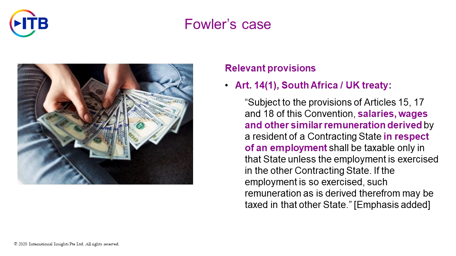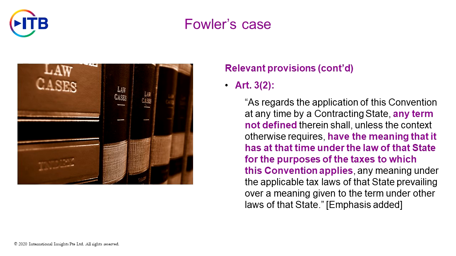Based on the facts I have described, Article 14.1 would allow the taxpayer's salary to be taxed in the UK for the simple reason that his employment with the UK company is exercised only in the UK. But note the highlighted words: salaries, wages, and other similar remuneration derived in respect of an employment. None of those words is defined in the treaty, but the treaty does contain Article 3.2.